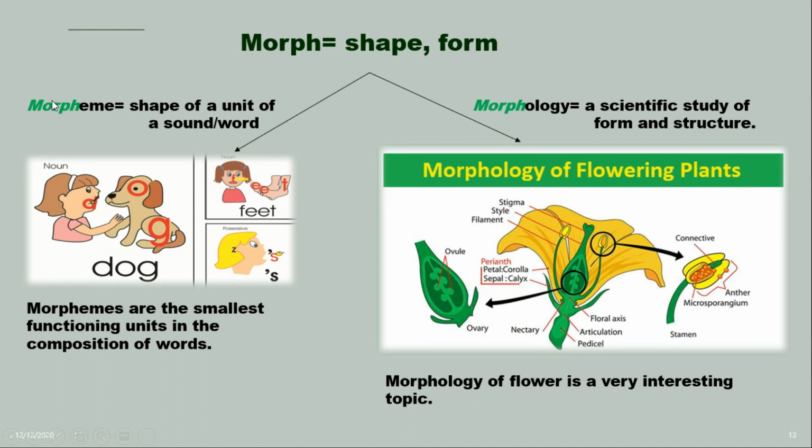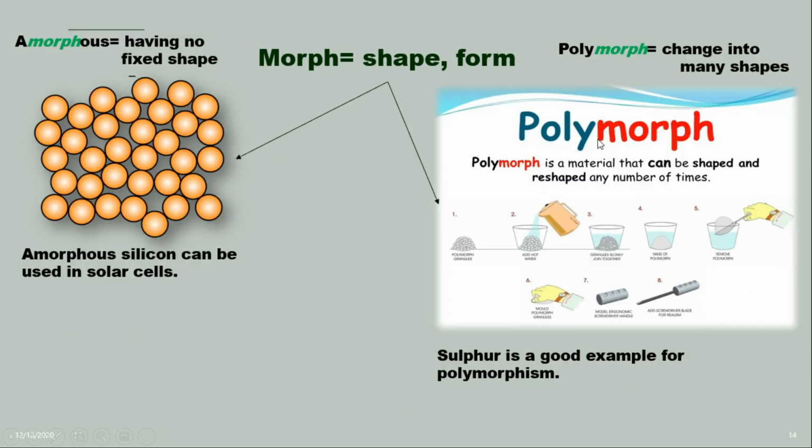Again, let us look at the meanings of two different words here. Morpheme, shape of a unit of a sound. Morphology, a scientific study of form and structure. Let us look at a word amorphous, which means having no fixed shape. Example is amorphous silicon can be used in solar cells. Another example is amoeba is amorphous because amoeba has no shape. So amoeba is amorphous.